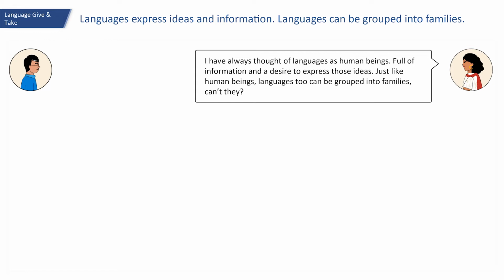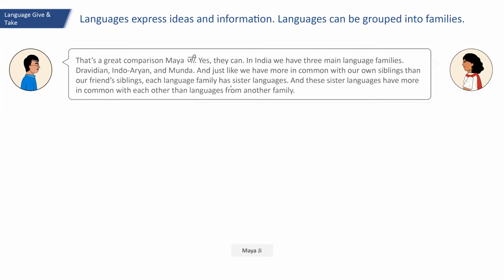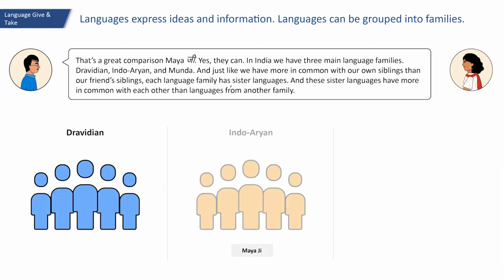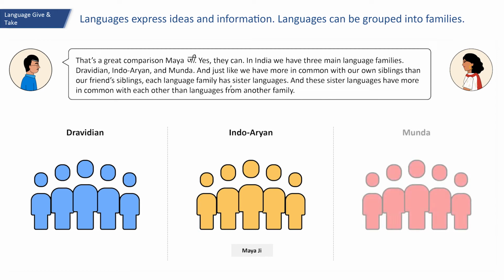Just like human beings, languages too can be grouped into families, can't they? That's a great comparison, Mayaji. Yes, they can. In India, we have 3 main language families: Dravidian, Indo-Aryan, and Munda. And just like we have more in common with our own siblings than our friends' siblings, each language family has sister languages. And these sister languages have more in common with each other than languages from another family.